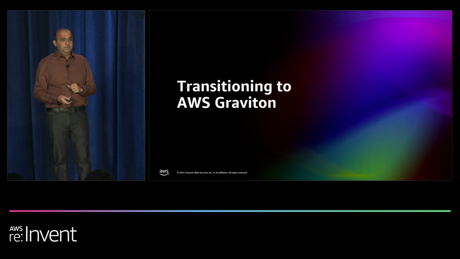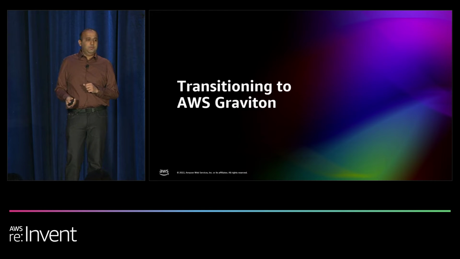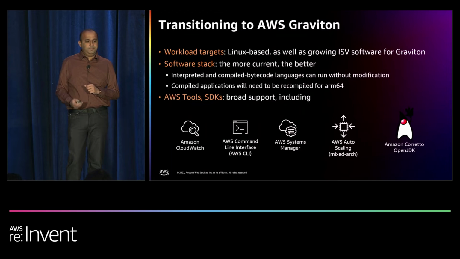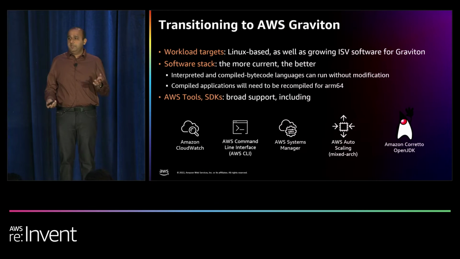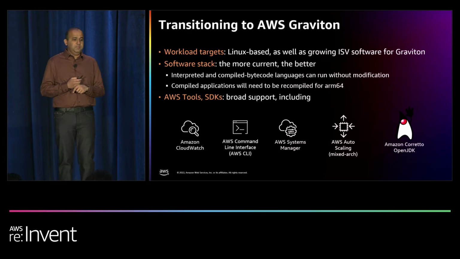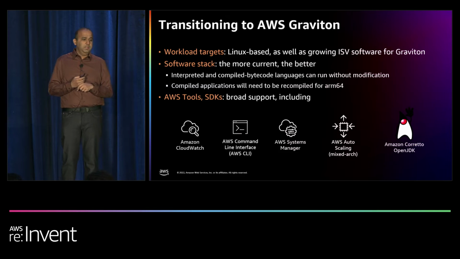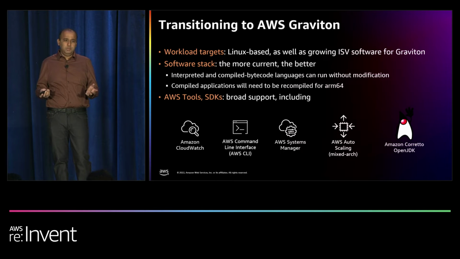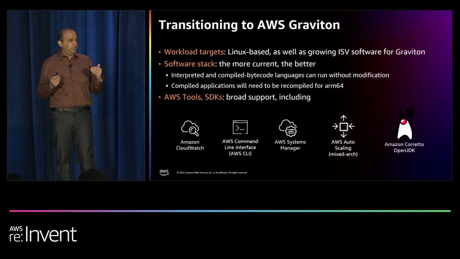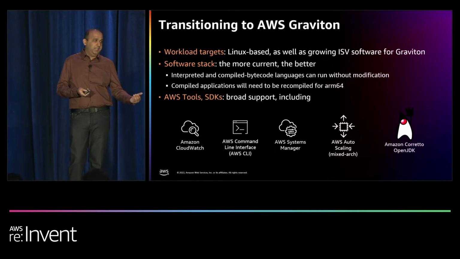Transitioning to Graviton. So let's talk about some of the best practices that you can use to run your workloads on Graviton instances. Firstly, in terms of workload targets, typically Linux-based workloads, both open source as well as commercial, with the growing ISV software ecosystem, are good targets. And the general rule that we say is the more current your software, the better it is. That's generally true even for your existing implementations outside of Graviton.